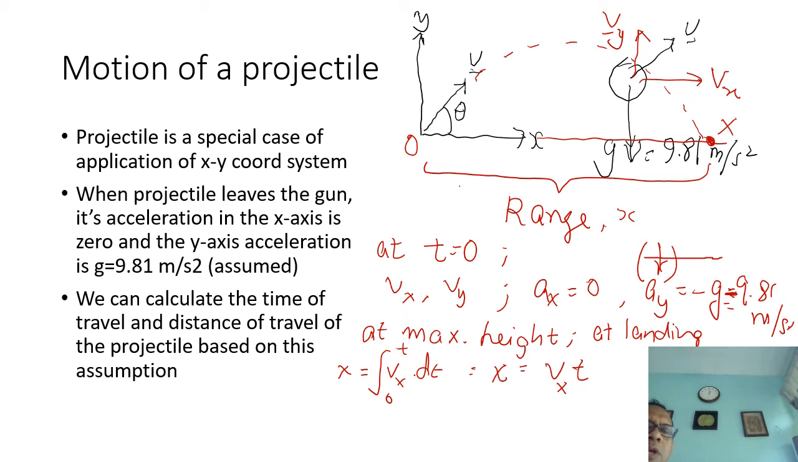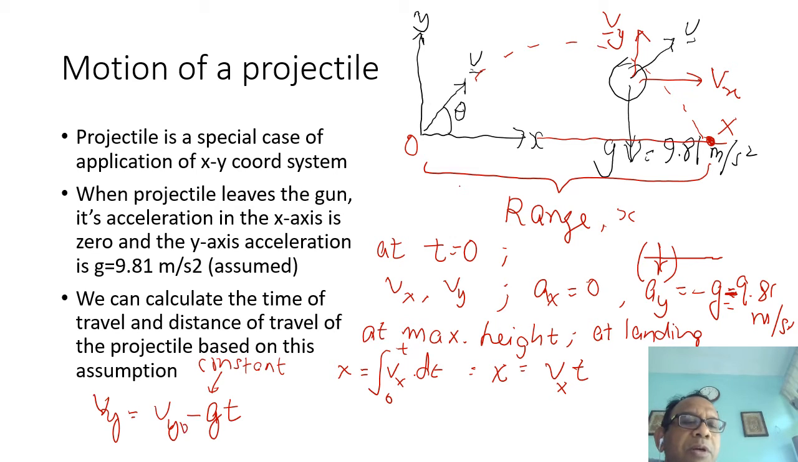And we also know that y equals Vy minus gt, because of the acceleration, constant acceleration. I need to remind you this is a constant acceleration. Sorry, this is Vy, so this is Vy naught.